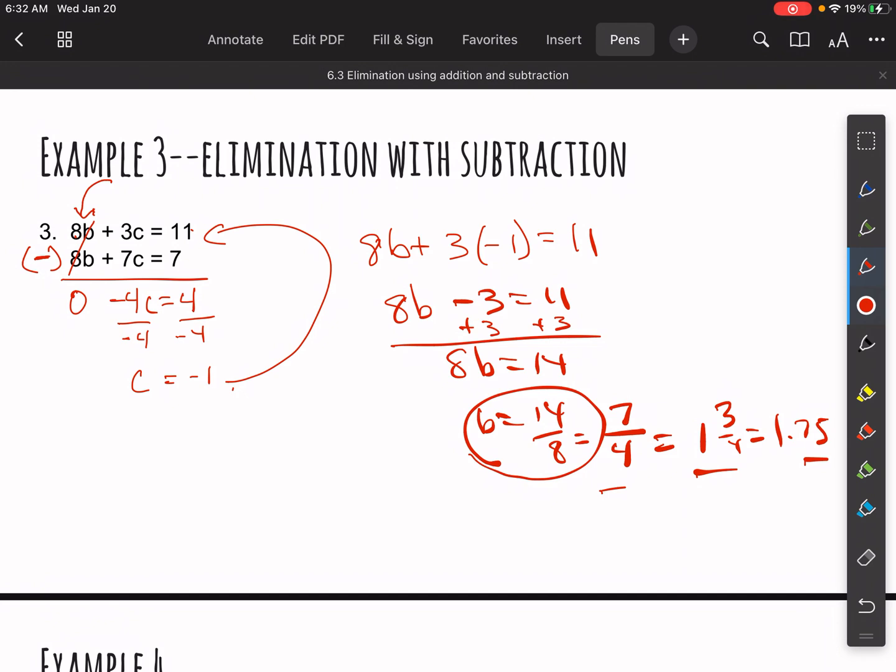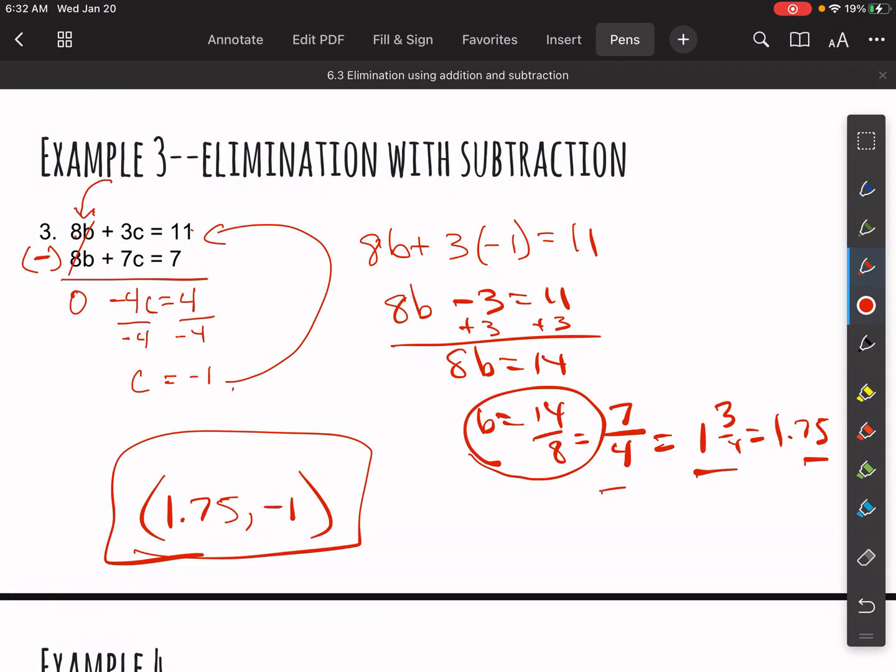And we always put this in order. If there's no x's and y's, if it's b's and c's, let's put it in alphabetical order. So the b would come first, so 1.75 comma negative 1 would be the solution to this one. Or you could have used either of those fractions, right?